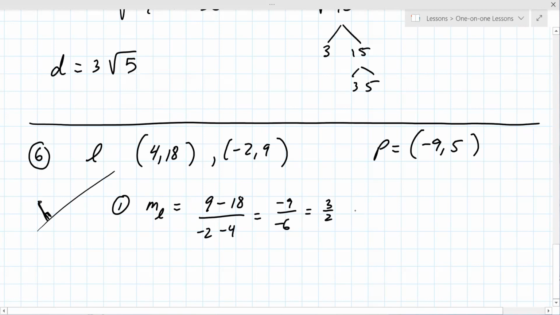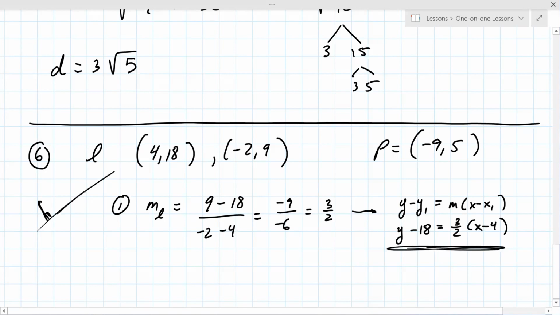And this is where it's usually good to write the equation of the line in point slope form. So that's y minus y1 equals slope times x minus x1. You can use either point, but I'm going to use the first one because it's got nicer numbers in it, both positive. y minus 18 equals 3/2 times x minus 4. This right here is the equation of this line. This is line L.